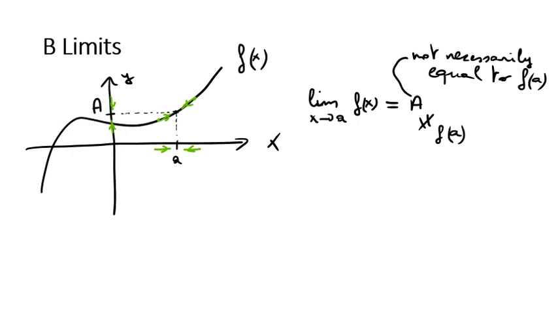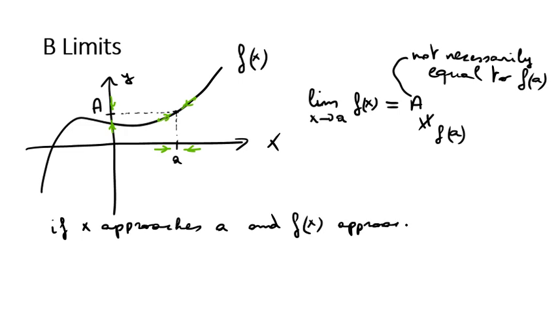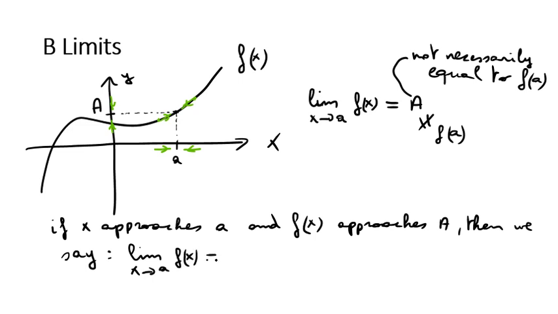Let's describe the definition of limit in words. If x approaches a, so this value a, and f of x approaches capital A, then we say that the limit as x approaches a of f of x is equal to A. Okay, let's check some examples now.